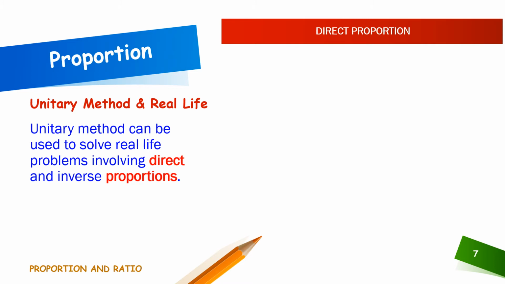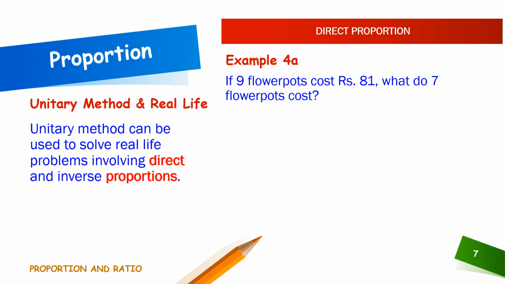Unitary method can be used to solve real-life problems involving direct and inverse proportions. So for example, if 9 flower pots cost 81 rupees, what do 7 flower pots cost? Pause the video and have a go. Press play when you're ready to view the solutions.